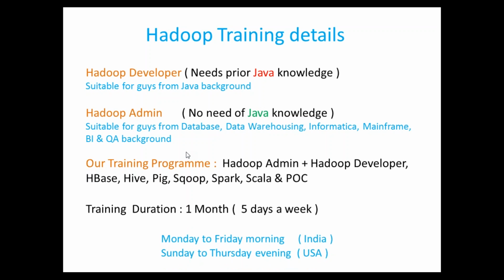Training duration, that is 1 month, 5 days a week. And those 5 days are Monday to Friday morning India time, Sunday to Thursday evening US time. You can make a note of this because this is a little confusing. People from US usually forget to attend the class on Sunday. So I'm repeating it again. Monday to Friday morning, that's India time. The same is Sunday to Thursday evening US time, so that your Friday night and Saturday night is free.